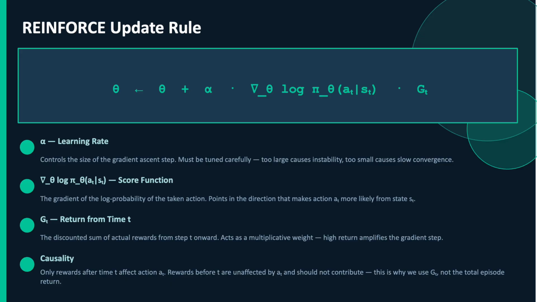Let's walk through the update rule carefully. Theta gets updated by alpha times the gradient of log pi theta of a_t given s_t times G_t. Each of the three components plays a distinct role. Alpha is the learning rate. It controls the step size and must be tuned carefully. Too large and the policy oscillates or collapses to a degenerate distribution. Too small and learning is impractically slow.